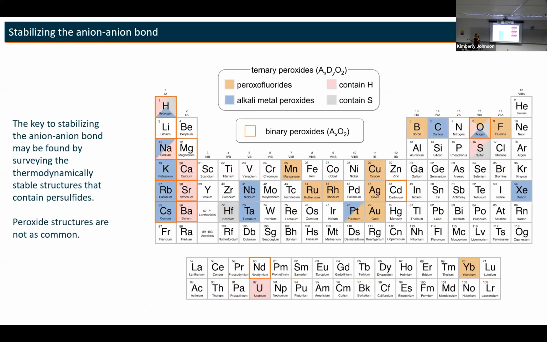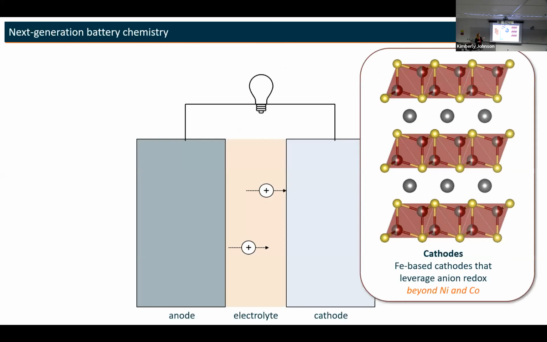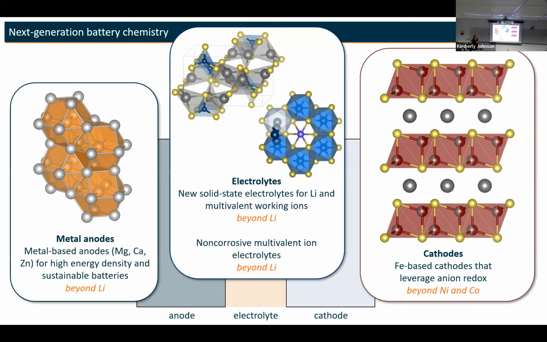Okay, so I told you about what my group does on cathodes and why we're trying to go beyond nickel and cobalt to use iron-based materials. I just want to very briefly mention that we have other projects in my lab. So we are very interested in solid-state electrolytes. We work on weird solid-state electrolytes that conduct things like magnesium and zinc and calcium instead of lithium. But we also work on lithium electrolytes, and we're working on other multivalent liquid electrolytes. And then on the anode side, we work on metal chemistry. So some of those multivalent ions that I told you about are only useful if we have a metal anode. And so we're very interested in that.